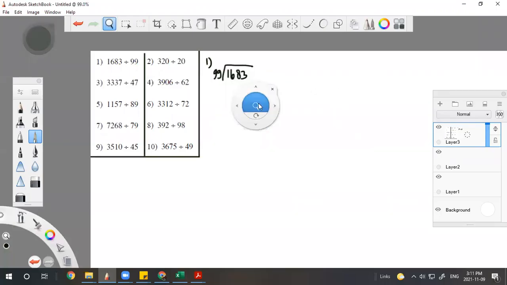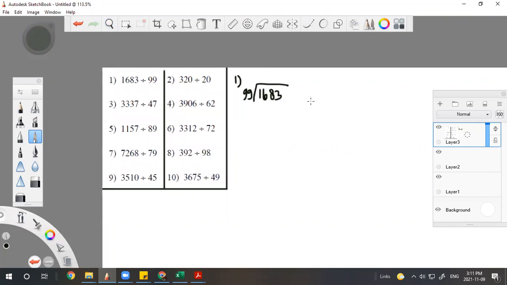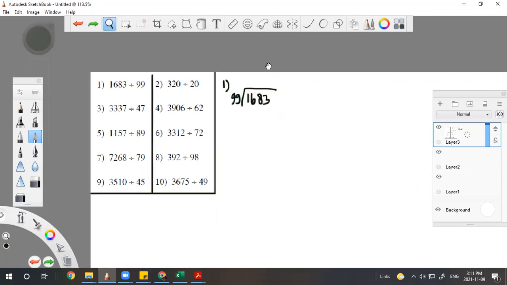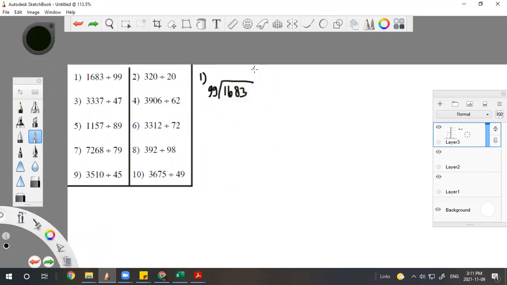So now we will learn about the division of two-digit divisors. So what is the divisor here? Every divisor is two digits. Anyway, we have the general rule. Two-digit divisors are the top material that you will be examined on.